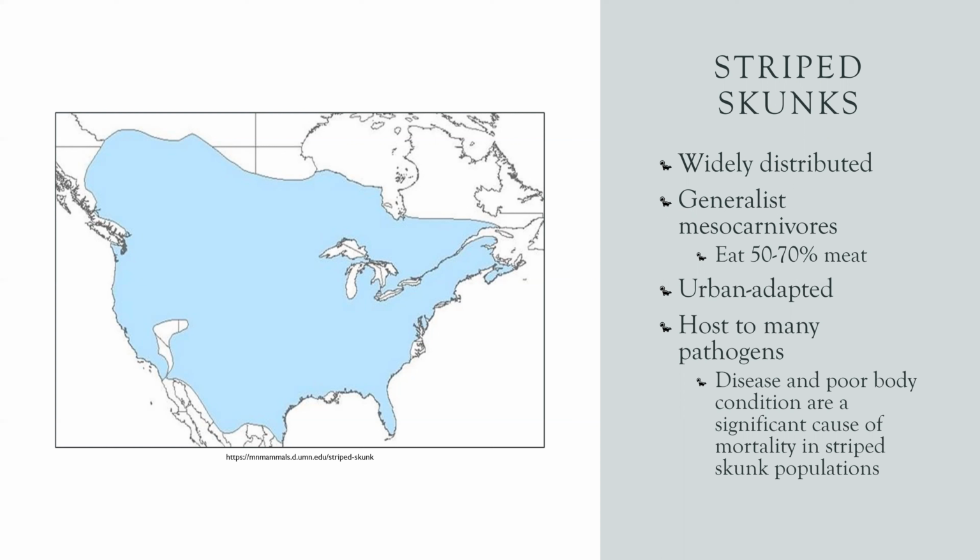They are an urban adapted species, so they regularly just sort of integrate into urban areas. And they're also host to many pathogens throughout their range. In fact, disease and poor body condition are significant causes of mortality in striped skunk populations, including this one.